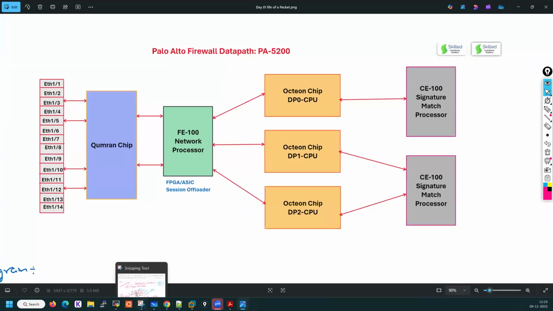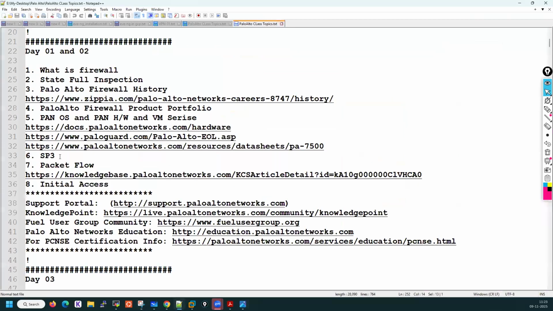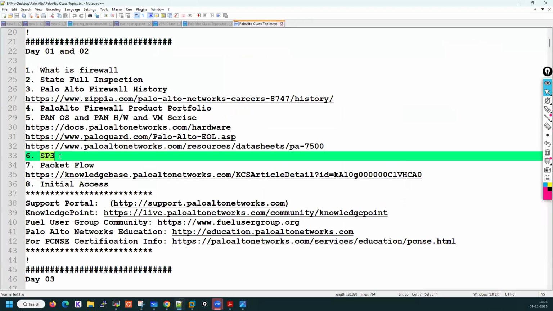Now guys, tell me one thing. Is SP3 clear? We have had around 90 minutes, or more than 90 minutes, of discussion on SP3. Is everyone clear with this?